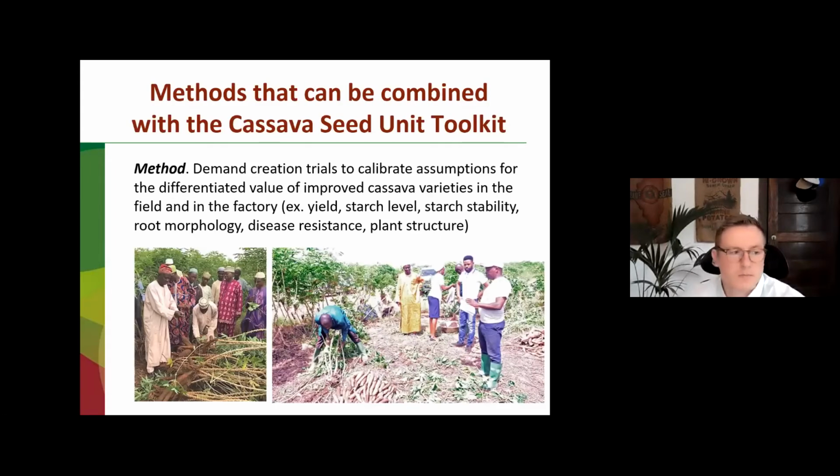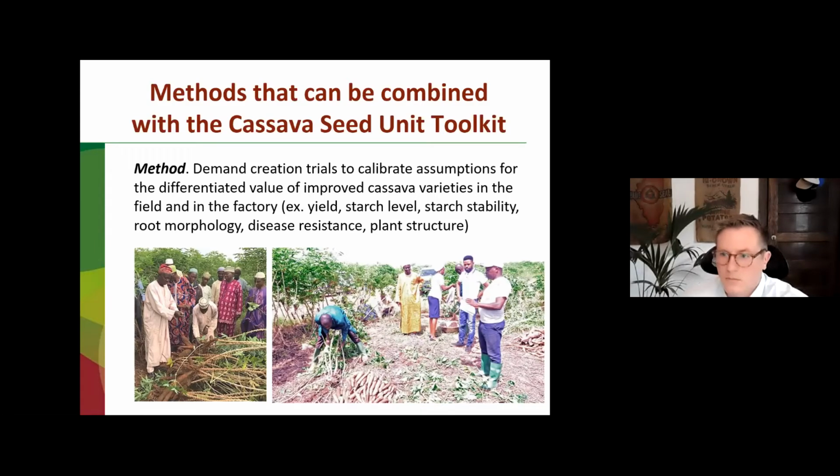Thank you, Jason. In terms of the methods that can be combined with the Cassava Seed Unit Toolkit, we've identified demand creation trials as a very critical method or tool to combine with the Cassava Seed Unit Toolkit by processors. Demand creation trials help processors to calibrate assumptions for the differentiated value of improved cassava varieties in the field and also in the factory.